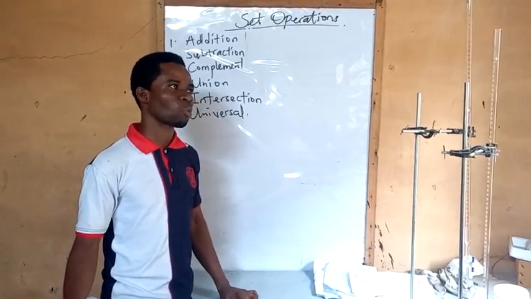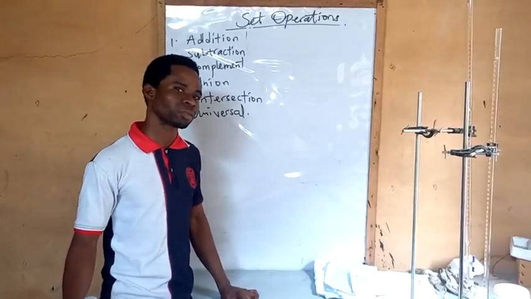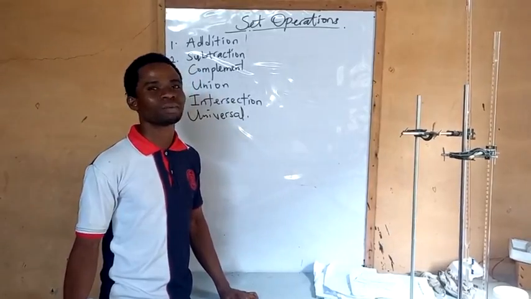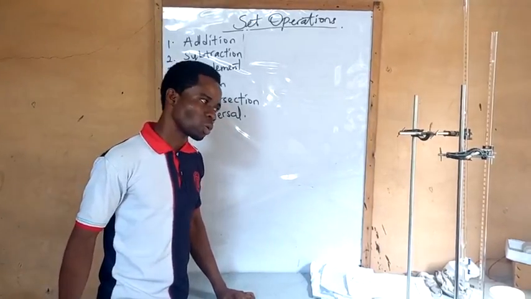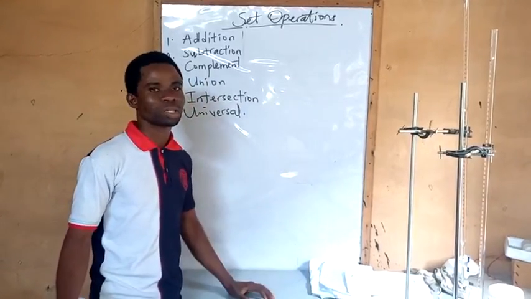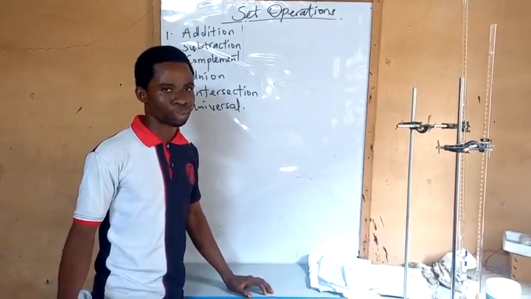And another thing is composite numbers. What do I mean by composite numbers? Composite numbers are numbers that are not prime. Okay, let's go to the set operations.